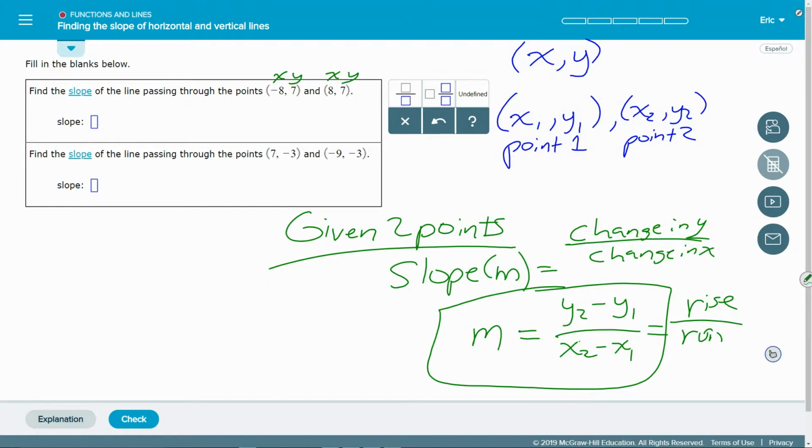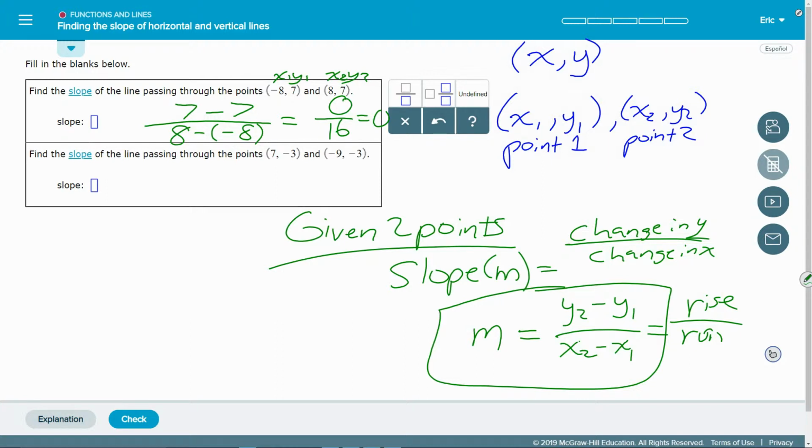So I'm going to do it. This is my 1s, this is my 2s. So I have y2 minus y1 over x2 minus x1. And so I get 0 over 8 plus 8, because the negative minus the negative is addition, so 0 over 16, which is just 0. My slope is 0. Your slope might sometimes be a fraction, but it doesn't always have to be a fraction. So my slope is simply 0.